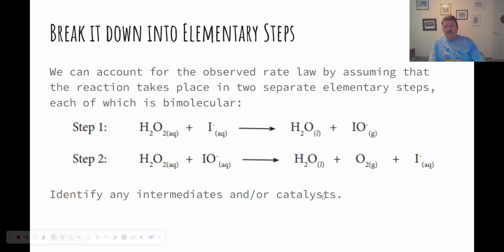So some scientists come up with this reaction mechanism. This is not the only proposed mechanism for this reaction, but here we go. We look at this and identify any intermediates or catalysts. Well, we consume I⁻ at the start. It gets produced again at the end. That's a catalyst. We make an IO⁻, and then we consume an IO⁻. That's an intermediate.